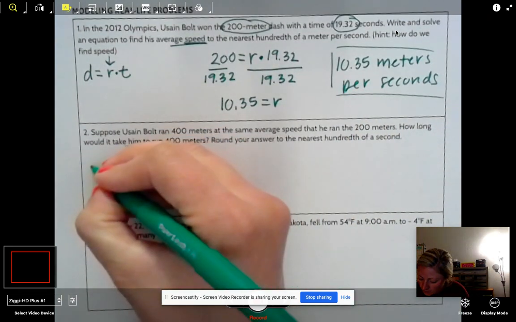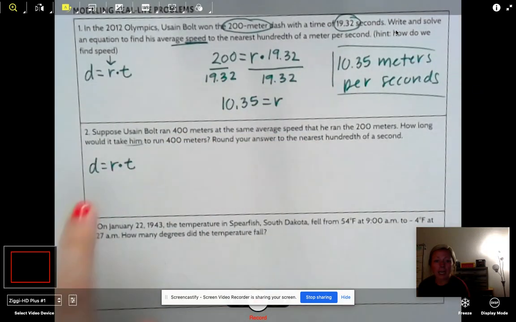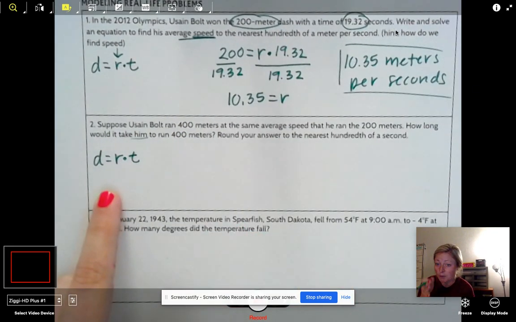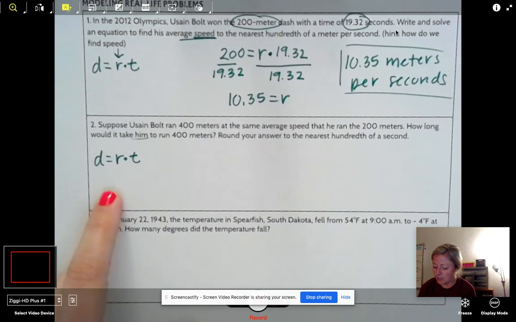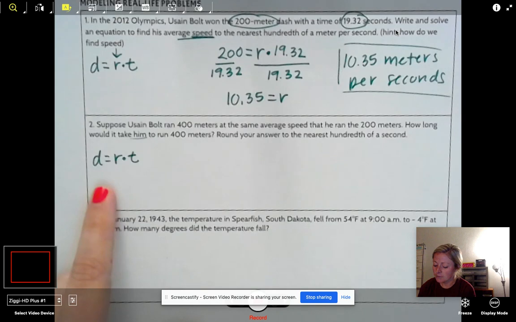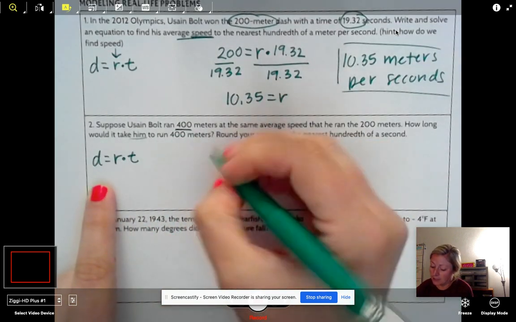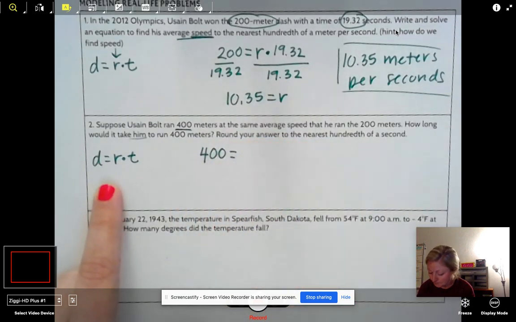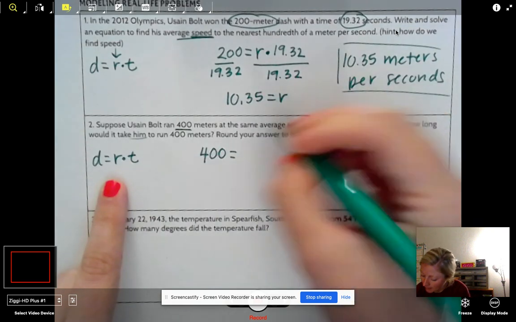So again, we are going to use our little formula here, but now we're plugging in different numbers. If you want to challenge yourself, you could pause this video and see what happens. If not, just follow along with me. Okay, so our new distance is 400 meters. So he's going one whole lap around the track, or a quarter of a mile. His rate we found is 10.35.